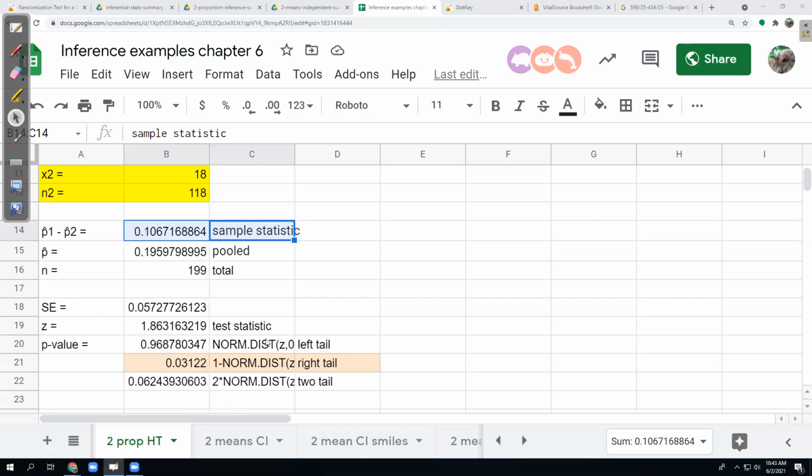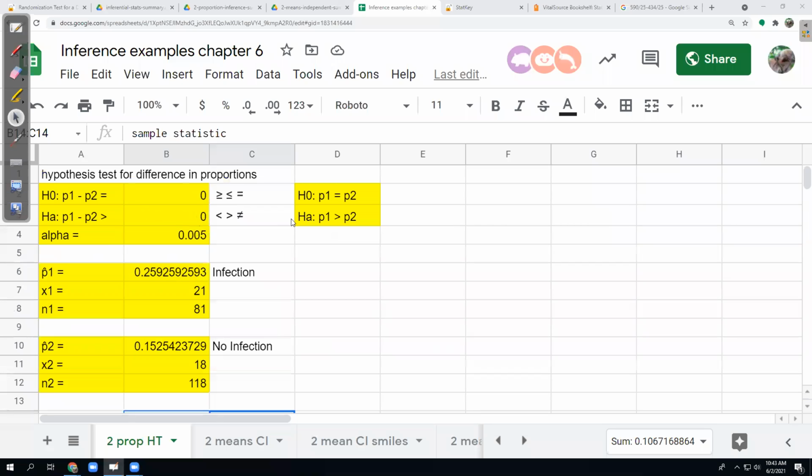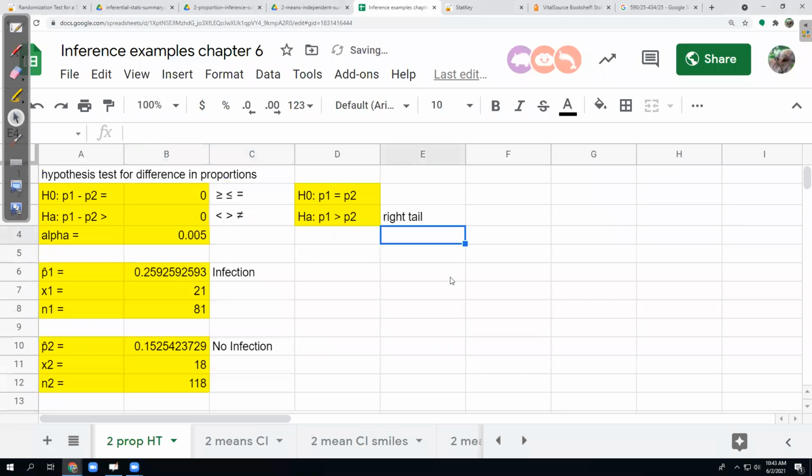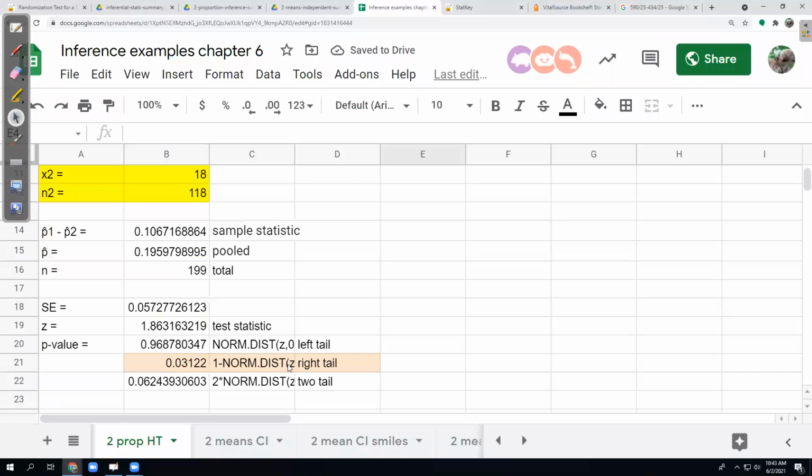All right, so let's see, am I doing a right tail here? And sometimes it's a good idea to make a note to yourself so you get that right later. Right tail, please. And that should be this formula right here. So I'm getting about a 3% p-value, 0.03122.